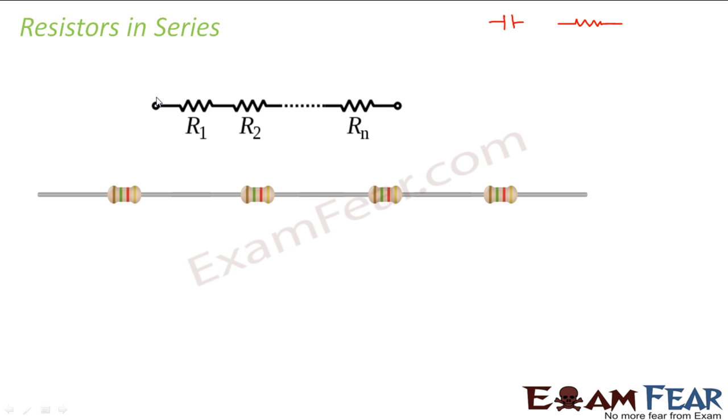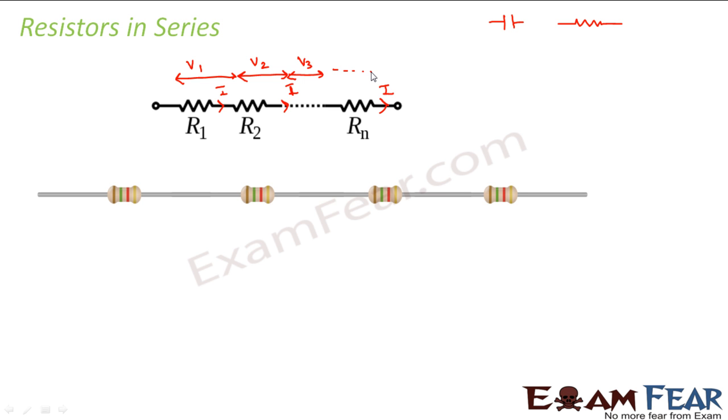So what happens in a series combination basically? In a series combination, the same amount of current flows through the circuit. That means the same amount of current flows through all the resistors. However, the potential difference across each resistor is different. Let us suppose the potential difference across this is V1, this will be V2, this will be V3 and so on.